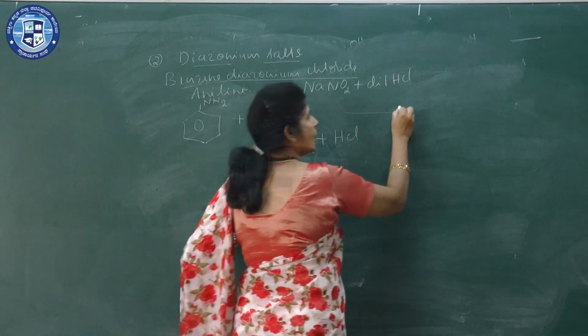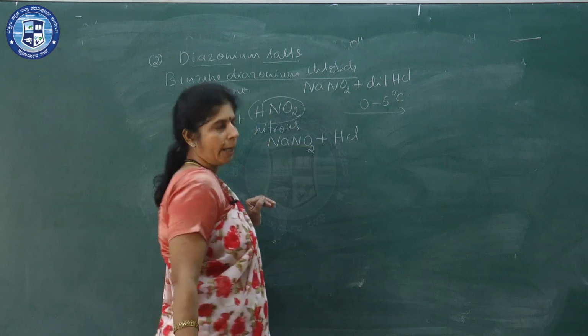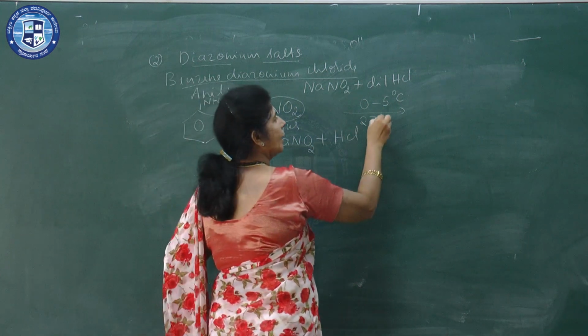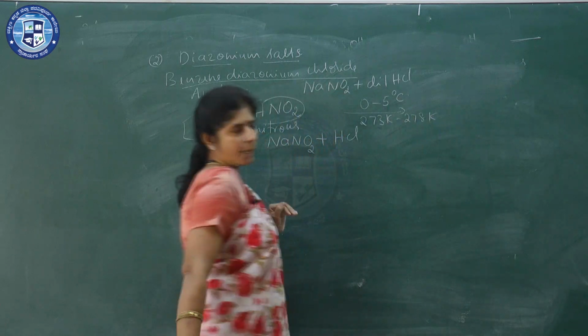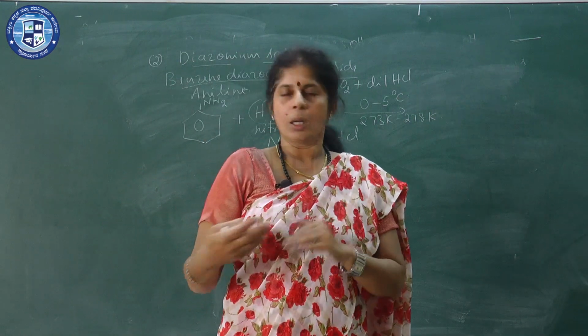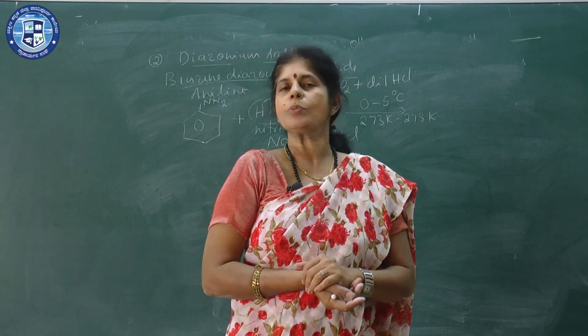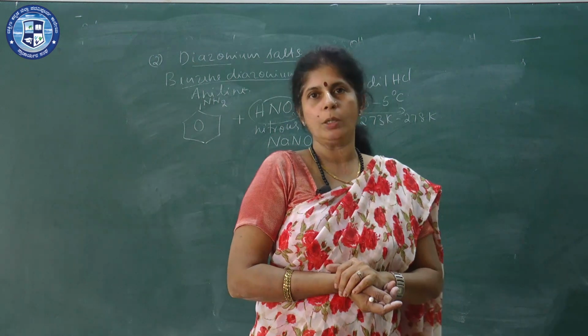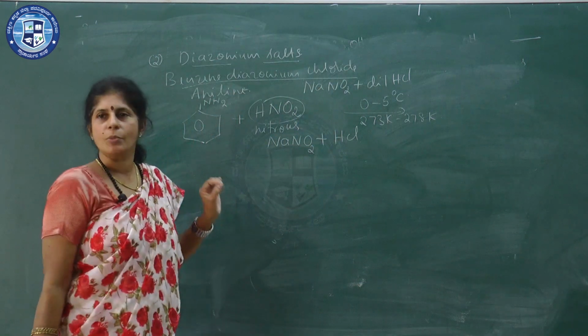The reaction is conducted at a low temperature between 0 to 5 degrees centigrade, or 273 Kelvin to 278 Kelvin. Right? Otherwise, usually diazotization moves in the reverse direction. You can say that the diazonium salt undergoes hydrolysis at a higher temperature. So the reaction again becomes simple here.